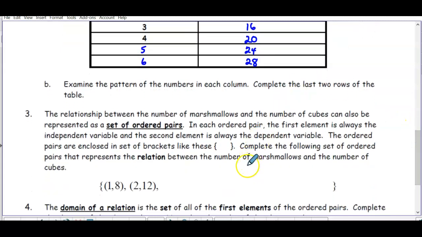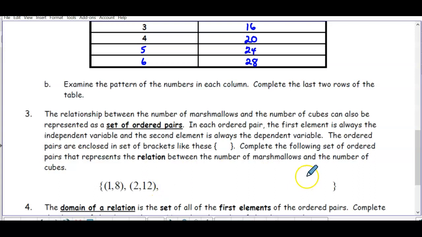The relationship between the number of marshmallows and the number of cubes can also be represented as a set of ordered pairs. In each ordered pair, the first element is always the independent variable, and the second is always the dependent. The ordered pairs are enclosed in a set of brackets like these. I call these squiggly brackets. Technically, they're actually just called brackets, and then the round ones technically are parentheses. But in math, I just call those squiggly brackets or set brackets because they're used for sets of numbers. So mathematically, you could call those set brackets. And then these are like ordered pair brackets.